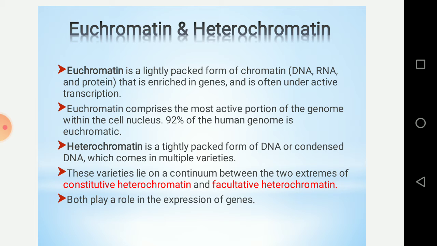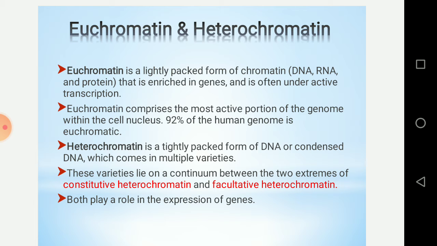Heterochromatin is a tightly packed form of DNA, or condensed DNA, which comes in multiple varieties. As we saw, euchromatin is the light region, and heterochromatin is the packed or dark region, and it comes in varieties of forms. These varieties lie in the continuum between the two extremes of constitutive heterochromatin and facultative heterochromatin. Both are types of heterochromatin.